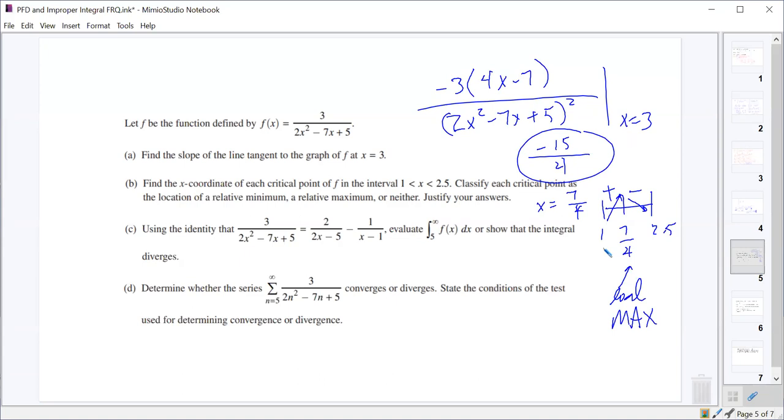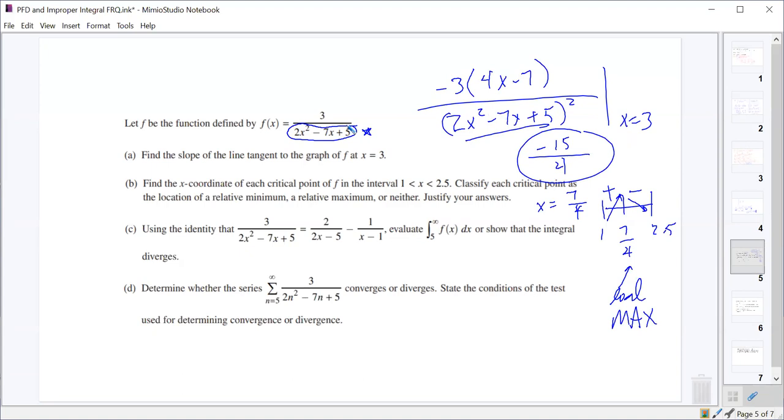And to clarify, don't list the values that make the denominator 0. Those are not critical points, because a critical point can only occur if the function is defined, and if this denominator is equal to 0, then the function is not defined at that point, so it's not a critical value.